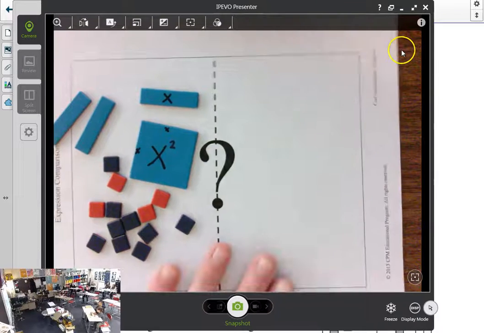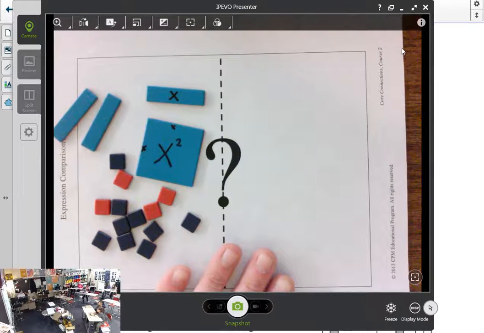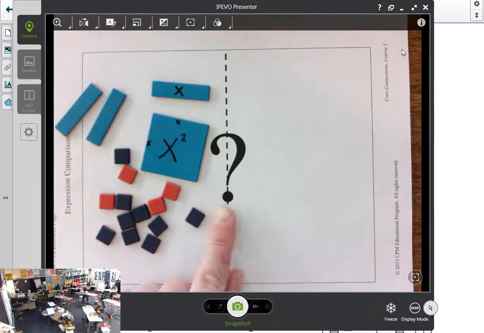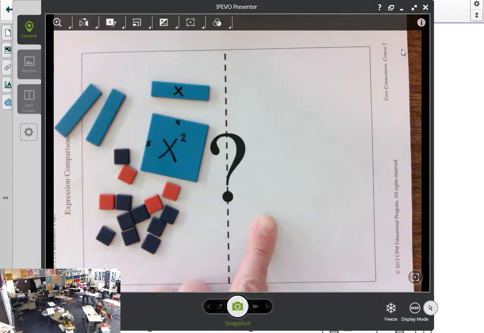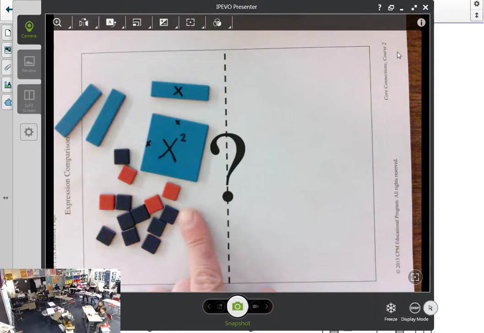All right, so this is a comparison mat, and that's why it has the question mark in the middle. As we work with this today, we're going to be answering the question mark for how does one side compare with the other side. So right now, the only things I have are on my left side, but we're going to be comparing different expressions, left versus right, as we go.